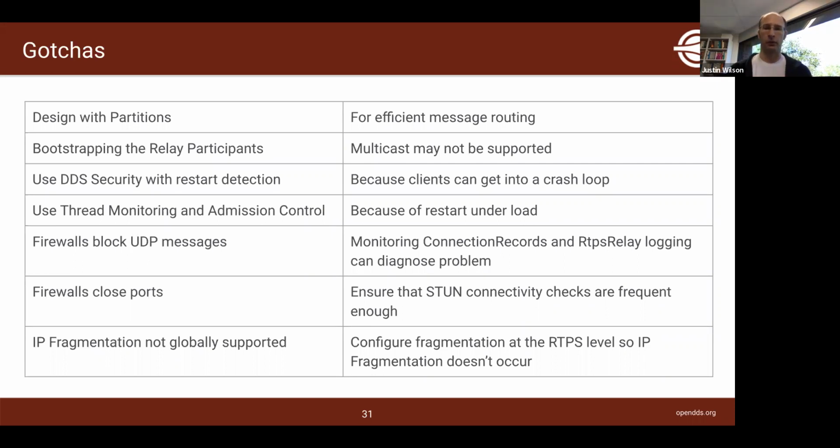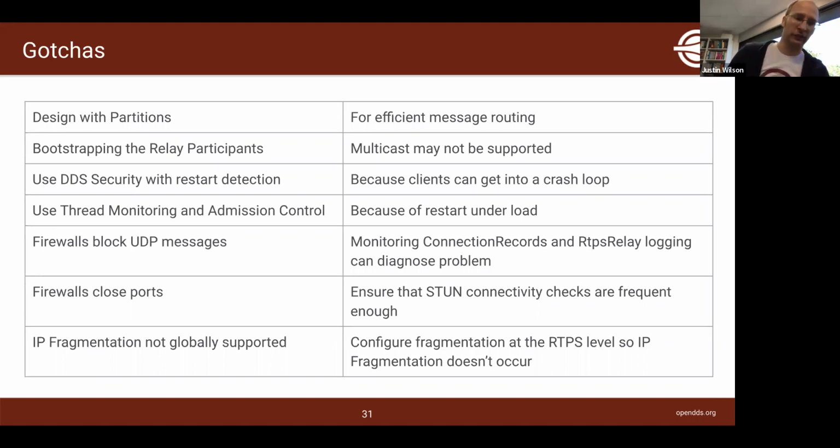Using the thread monitoring with admission control is definitely recommended because you're going to restart under load. You need to be aware that firewalls block UDP messages, so monitoring connection records and using the RTPS relay logging can diagnose problems with this. Firewalls close ports periodically after they're not used, so you need to ensure that STUN connectivity checks are frequent enough to keep those ports open.